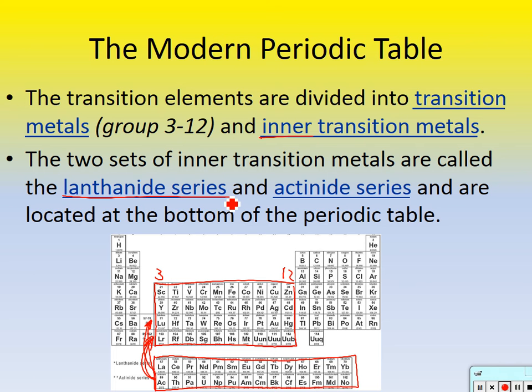The lanthanide series is called that because this element La is called lanthanum. And then this element Ac is actinium, and so they call it the actinide series. A series, remember, is a row that goes left and right. So you've got the lanthanide series and you've got the actinide series.